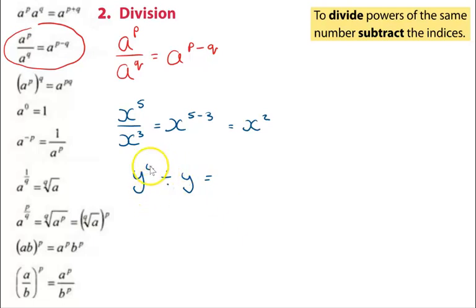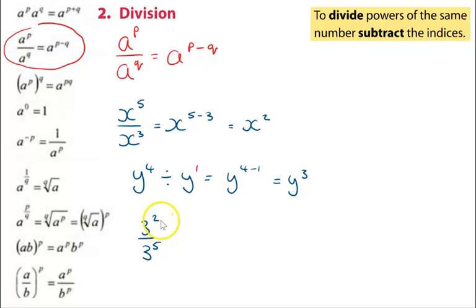Let's say we have y to the power of 4 divided by y. Well, that y on its own is really y to the power of 1. So we're dividing powers with the same base, so we subtract the powers. So y to the power of 4 minus 1 gives us y to the power of 3, or y cubed.